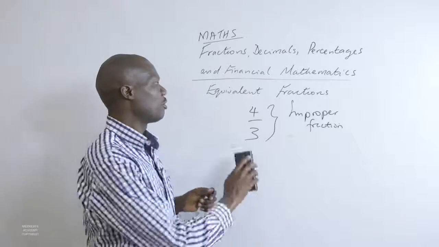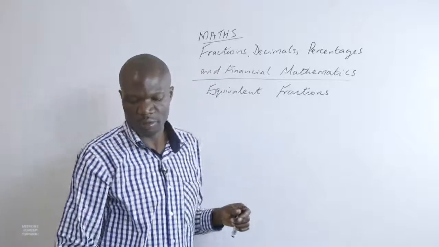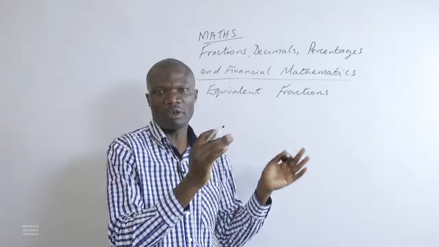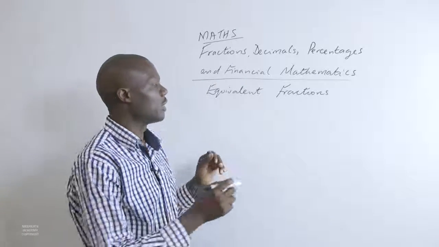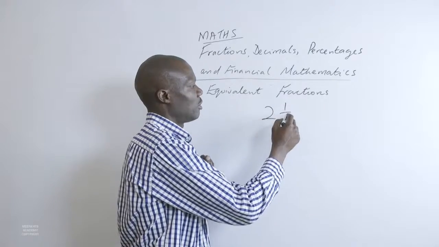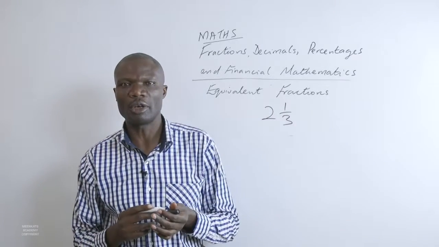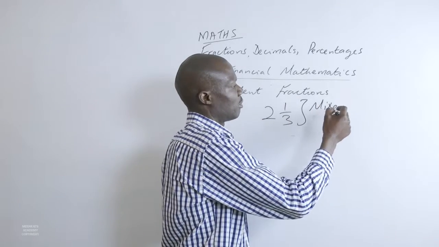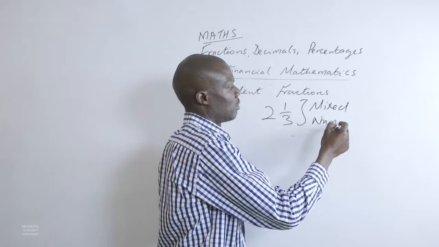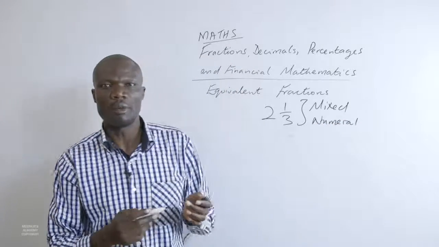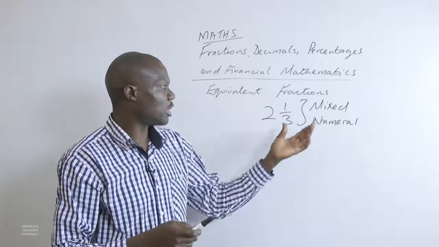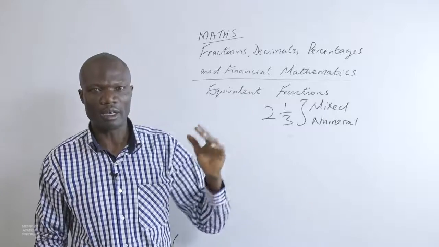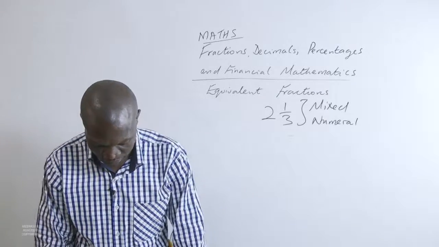We also have a mixed fraction, and a mixed fraction is a combination of a whole number and a fraction part. For example, 2 and 1/3 is taken to be a mixed numeral. So this is a mixed numeral because it has got a whole number part and a fraction part.